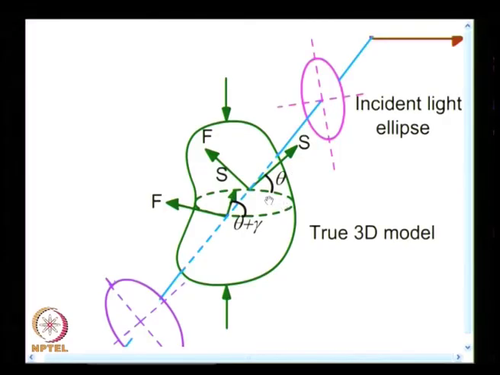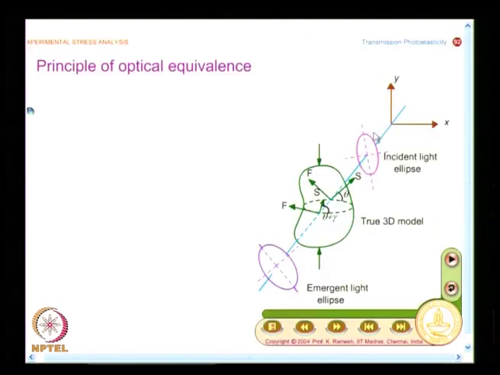And what I say as optically equivalent model, this is what I have in the actual model. Now, I will replace the actual model by a set of optical elements which would modify the incident light ellipse in the same way as the model modified it. What you will see here is, I will have a retarder as well as a rotator required. I need to have 2 optical elements. The model has to be replaced by a retarder as well as a rotator.